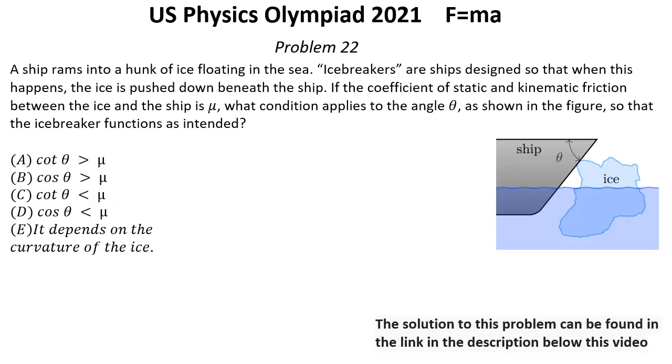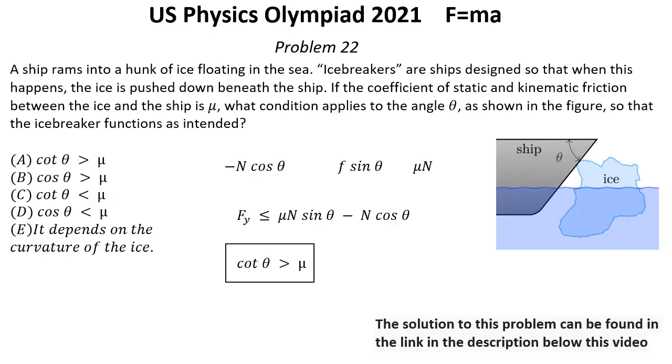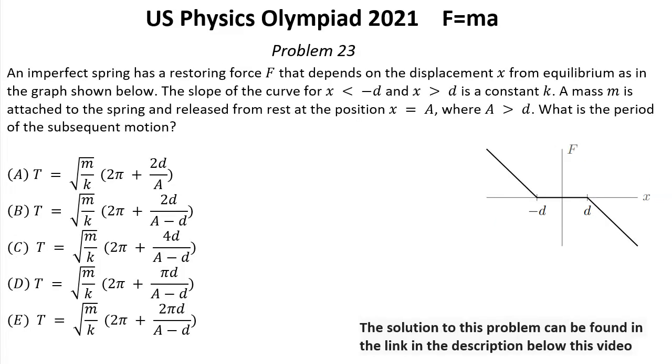There is a force from the ship on the ice, which may be broken into a normal force and a friction force. The vertical component of the normal force is negative N multiplied by cosine theta, and the vertical component of the friction force is F multiplied by sine theta. The friction force can be at most mu N, so the vertical force from the ship on the ice is Fy less than or equal to mu N sine theta minus N cosine theta. And from here, because force Fy must be less than 0, we have cotangent theta must be greater than mu, which is answer A, and that was the solution for problem number 22.